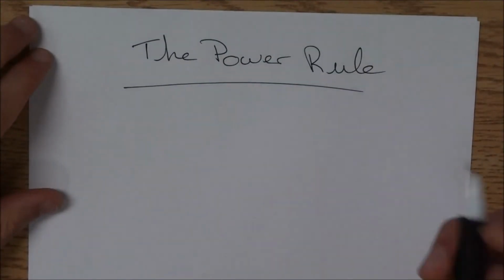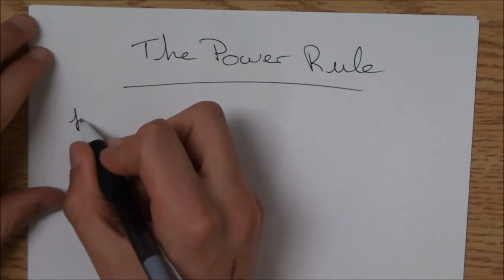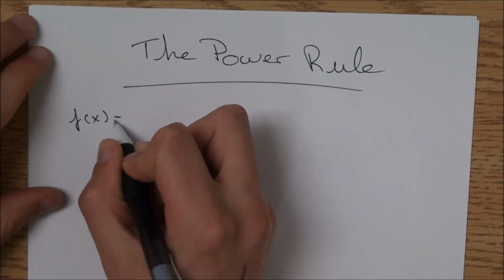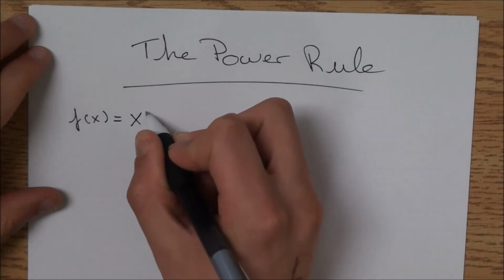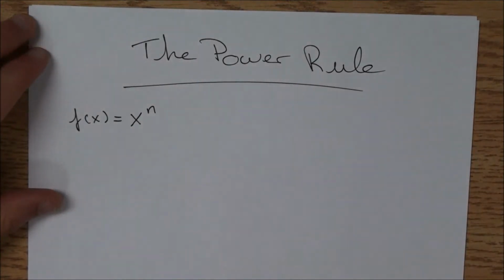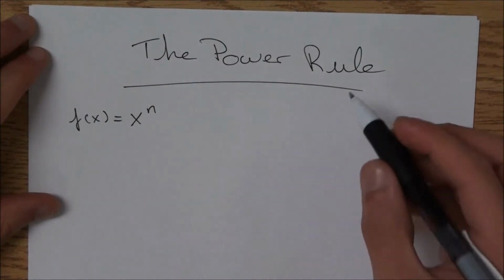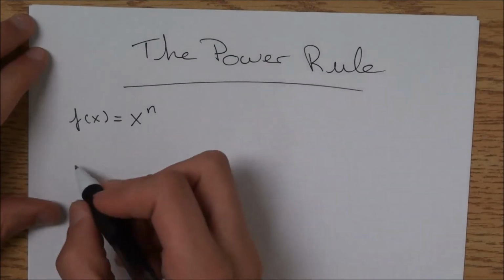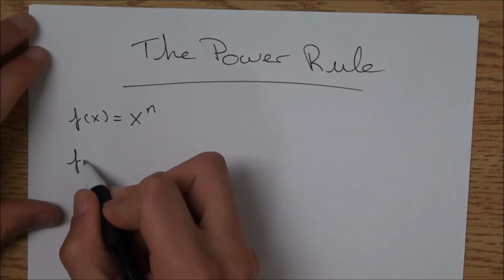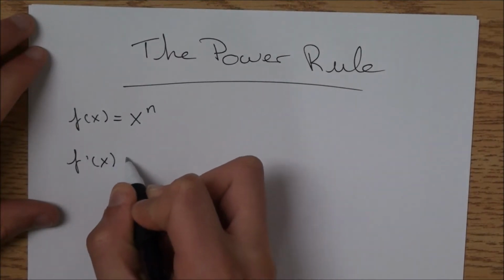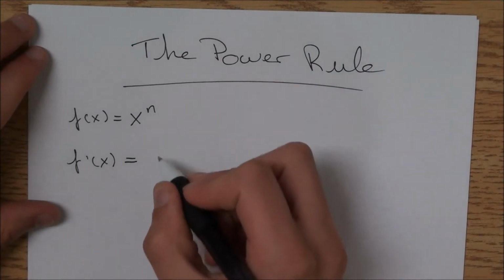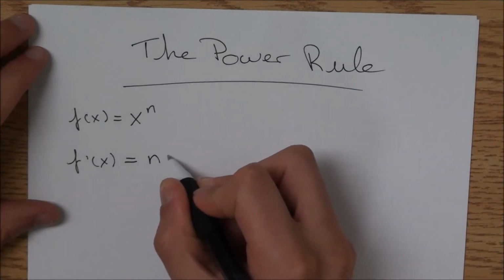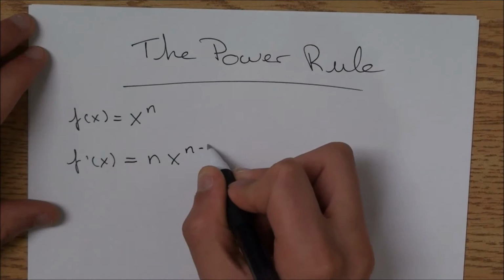The power rule is to find the derivative of a function f of x with a power, so x to the power of n. The rule for functions with a power is that the derivative of f of x is n x to the n minus 1.